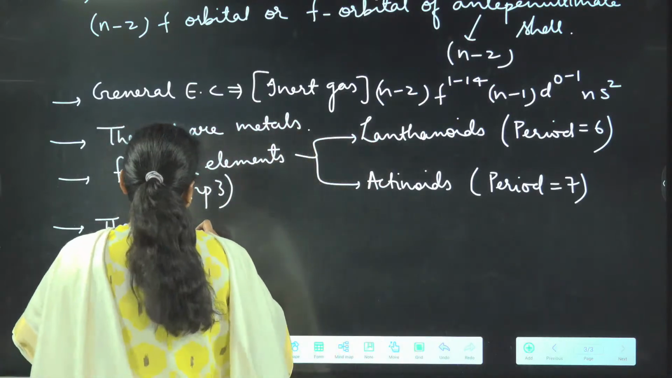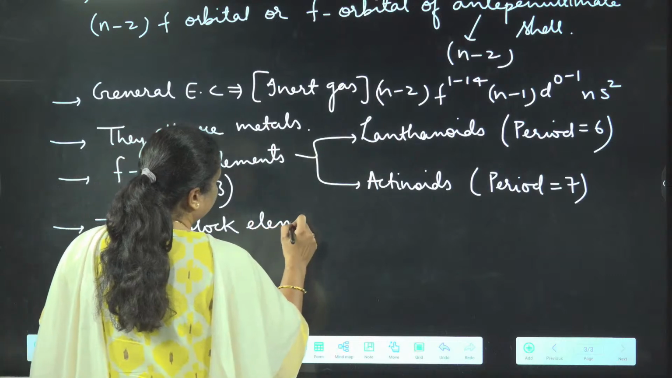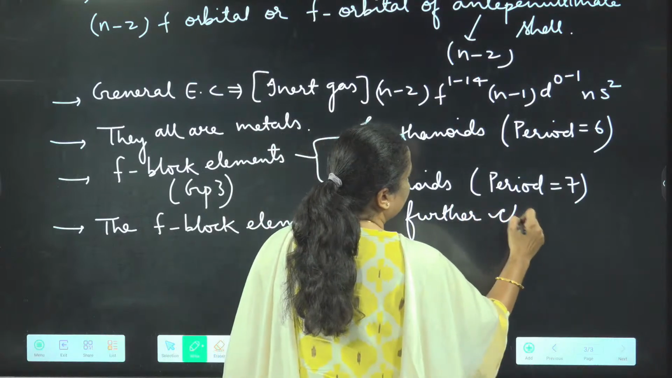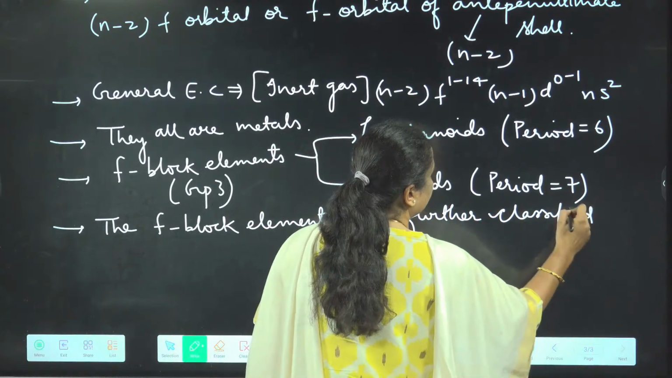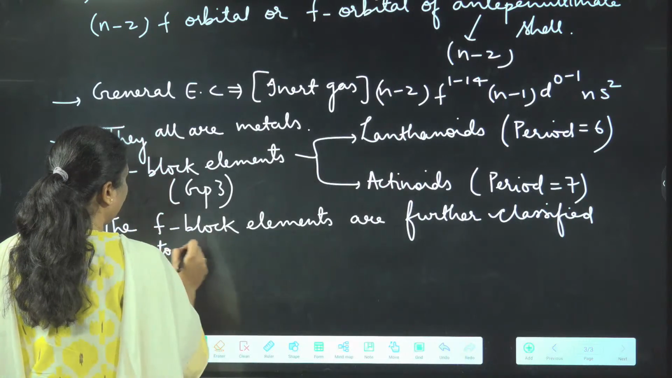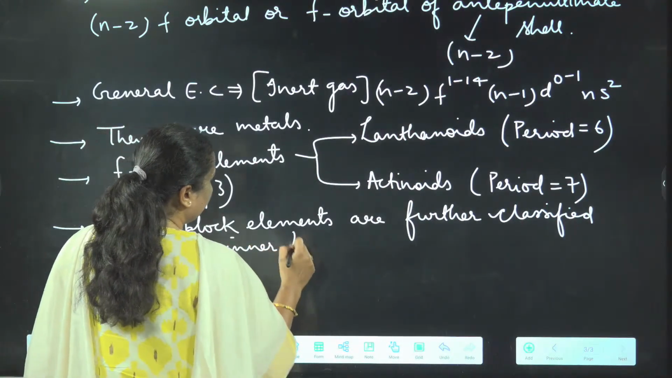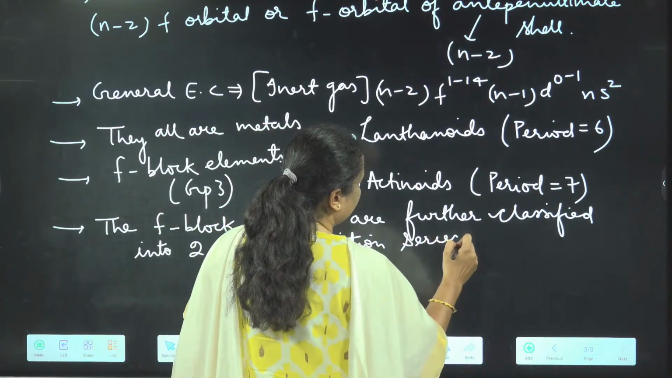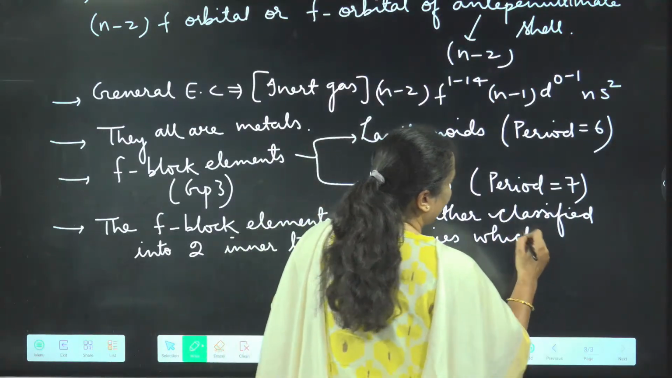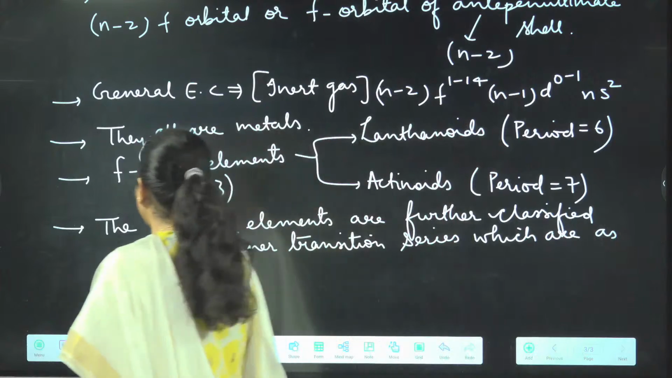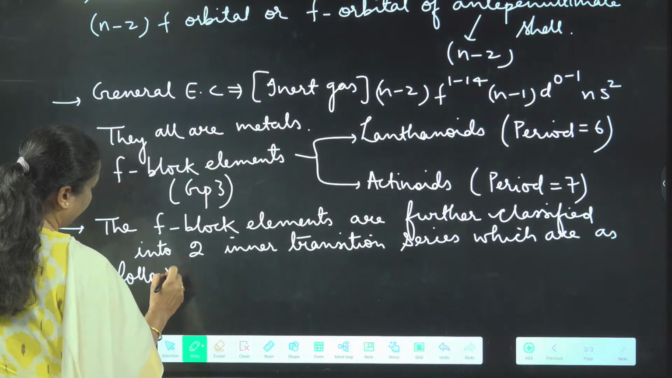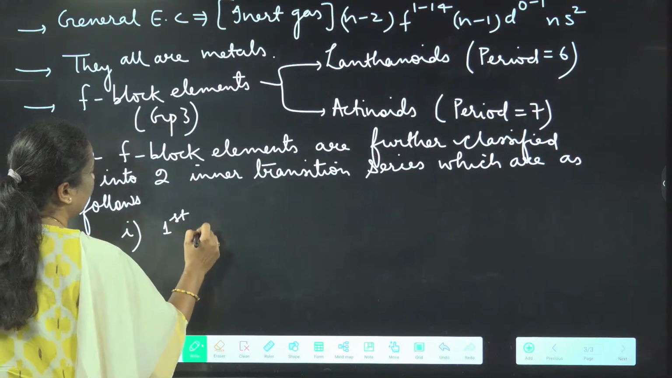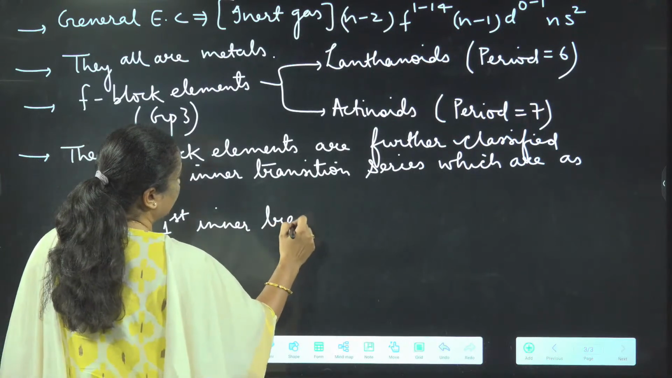Okay, so we can say the F block elements are further classified into 2 inner transition series, which are as follows. First one, that is the first inner transition series.